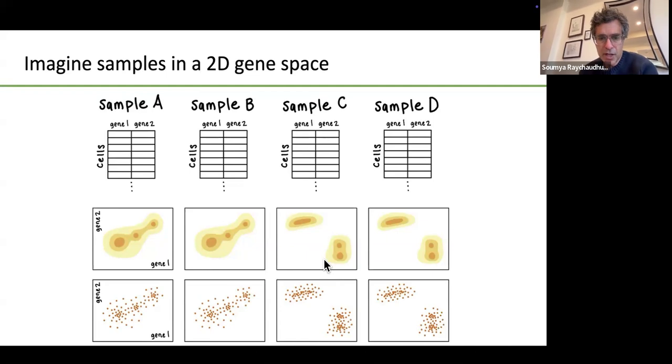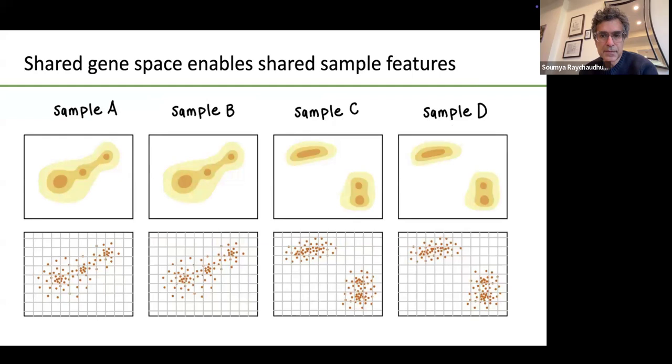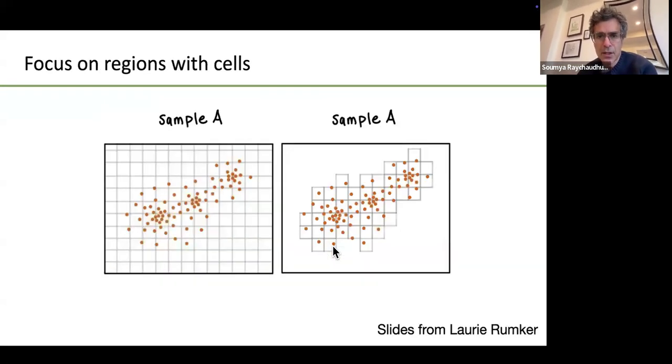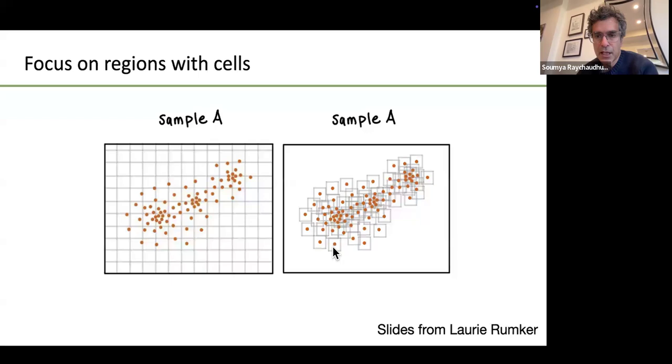And of course, these are density plots. You can look at these individual cells. And now one of the things you can do is we can take this transcriptional space and cut it up and ask simply how many cells are in each of these spots. So here we have sample A. We've made this kind of simple grid.